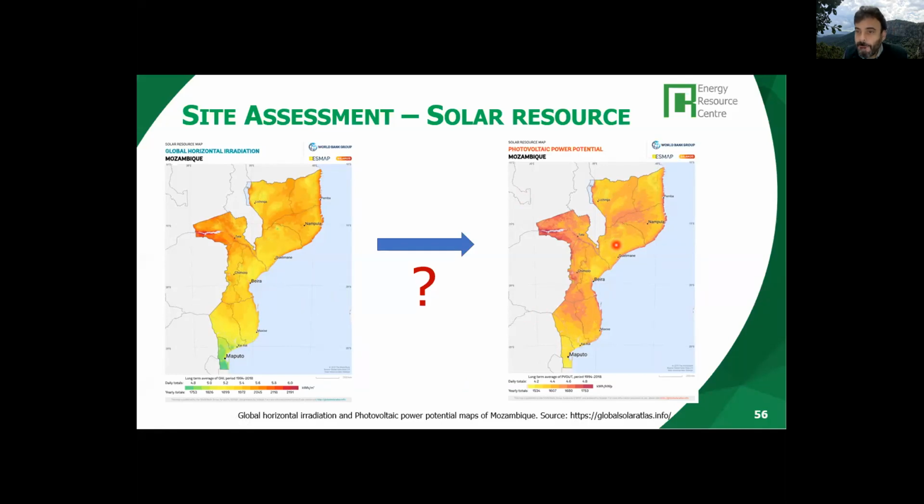Yes, as we can see in Maputo, from the first map, the global horizontal irradiation in Maputo is all in the green, and as I can see, the result is very low. And in the second map, we can see it's a bit yellow. So it means that there is more radiation in the map on the right than the map on the left.